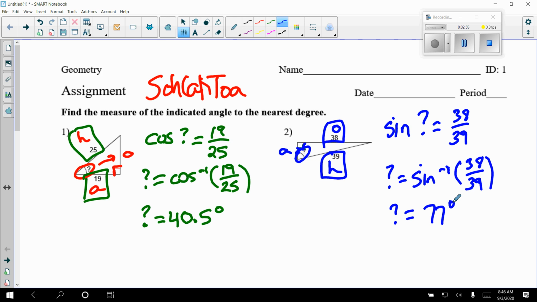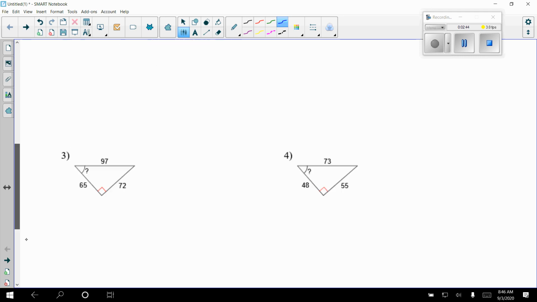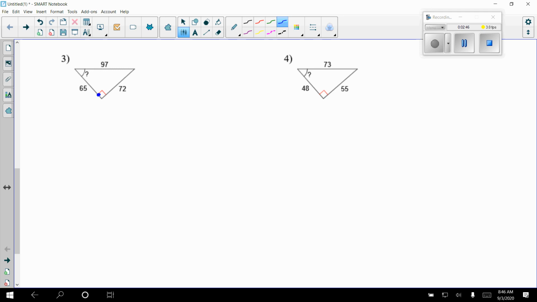Okay. So now let's look at two of these. Notice we have all three sides now, right? So we're still not going to change. We're still going to label the triangle. So there's the right angle. So that's the hypotenuse. There's my reference angle. There's opposite. What's left over is adjacent.